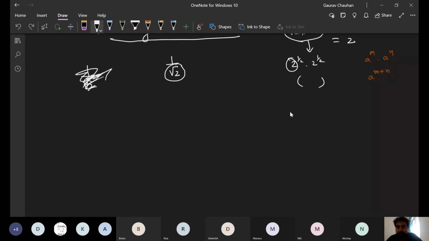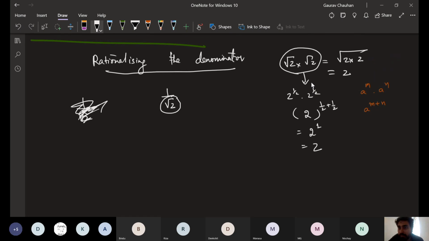Okay, so what happens here? A is 2, the base is 2. Power is 1 by 2 plus 1 by 2. That's nothing but 2 power half plus half, which is 1. So that's just 2. So if I multiply any square root with another square root of the same number, root x into root x, I will get x. Everyone good with this? Any questions?